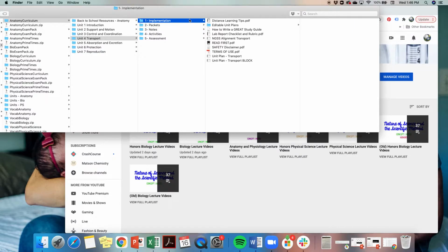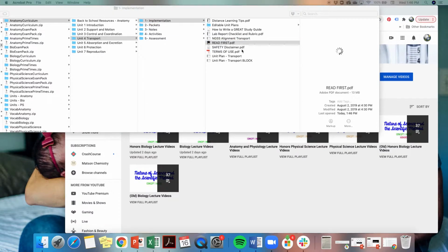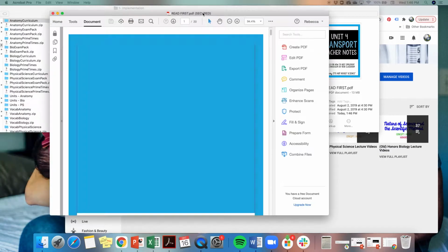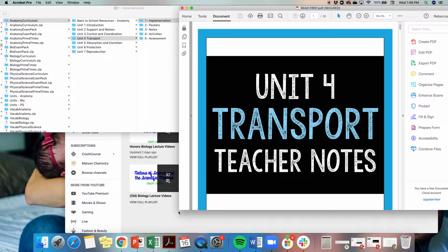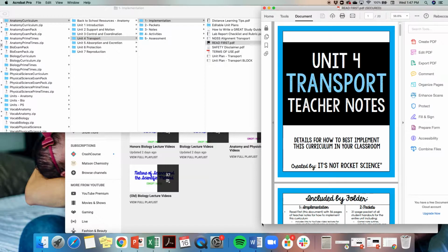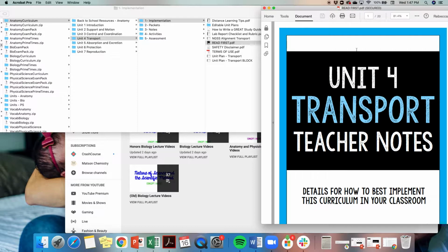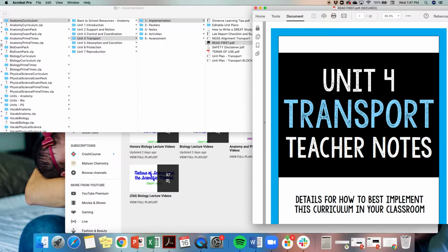So in this implementation folder, there's a lot, but first you need to start with the read first document. This is your sidekick that's going to guide you through each unit. The first few pages are the same for each unit, because it kind of gives you a lay of the land of how I write things, but then there are some unique attributes of each.